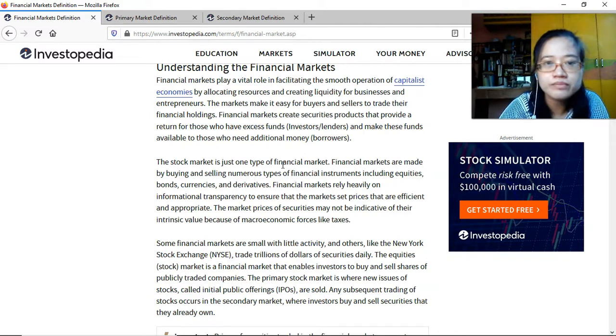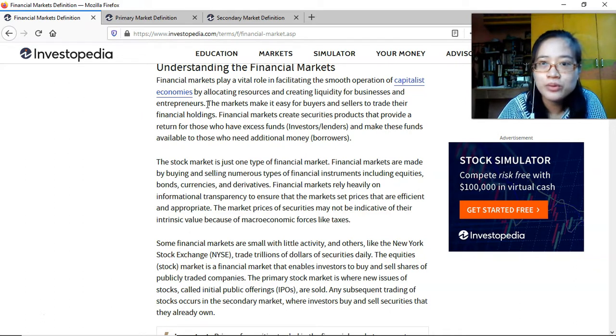well. Okay. Understanding the financial markets play a vital role in facilitating the smooth operation of capitalist economies by allocating resources and creating liquidity for businesses and entrepreneurs. Okay, so you have your financial security, right? Those people who have no use for them would like either to sell them so that they could have the money, and then other people would have use for it, or other people who would need them would buy them.